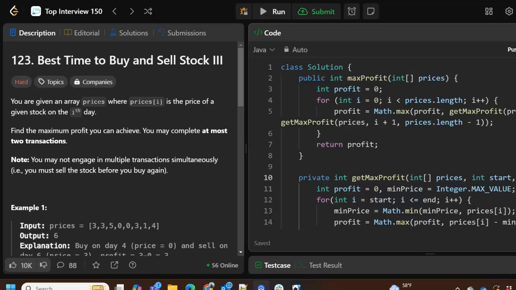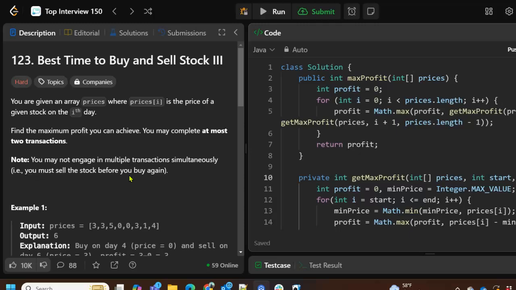Today's challenge is Best Time to Buy and Sell Stock 3. I think we had a couple of these already, quite a while ago, 1 and 2, which I think were easy and medium. Now we're on hard. You are given an array, prices, where prices[i] is the price of a given stock on the ith day.